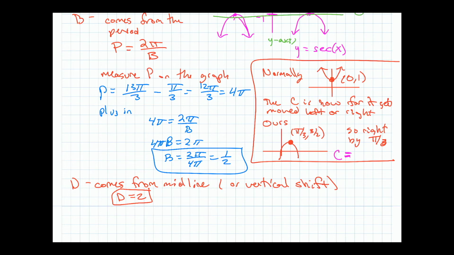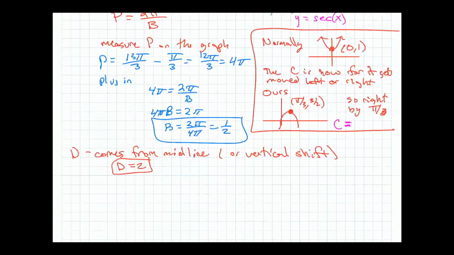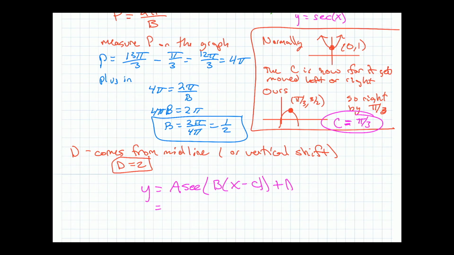well, it depends on how you write it. If you're using the form that I have here, then that would be a pi over 3, the way that I wrote it. So at this point, I have the A, the B, the C, and the D. So I just need to write the final thing. So I have y equals A secant, B parentheses x minus C plus D, and we put in all the numbers.